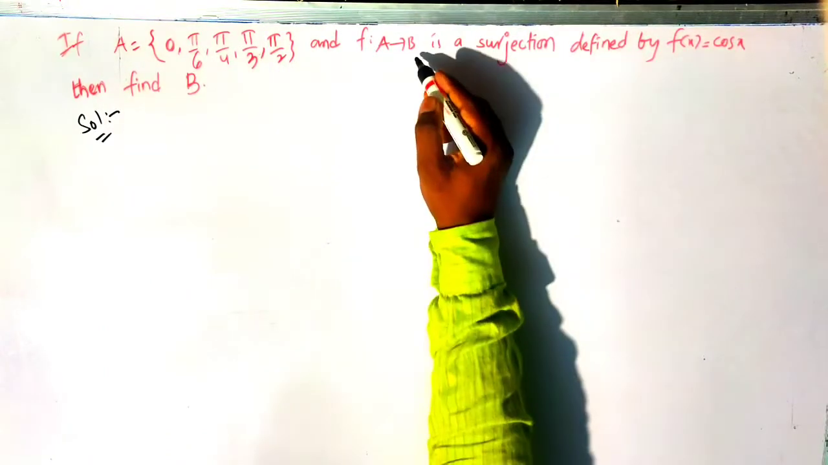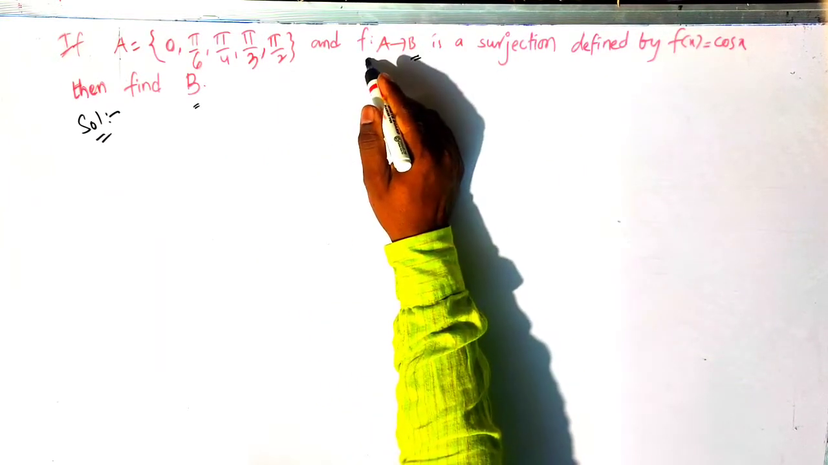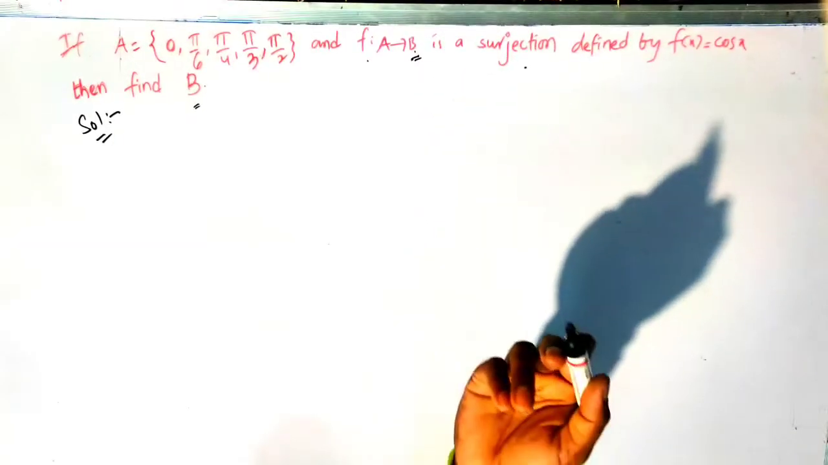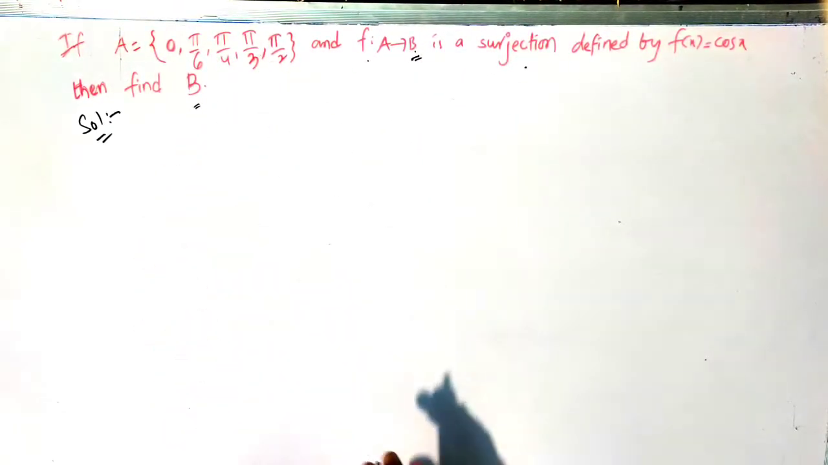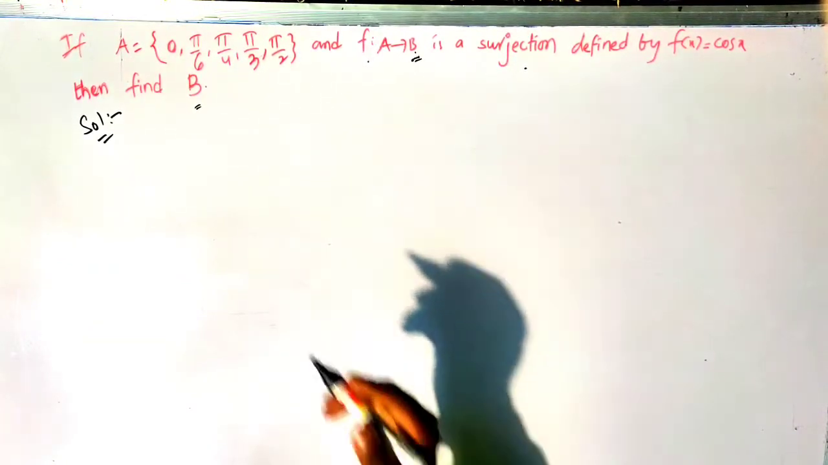So here B, we find, is nothing but the codomain of f. But in a surjection, the codomain is equal to the range. Range is nothing but the set of all f images. The set of all f images is nothing but the range. Clear?